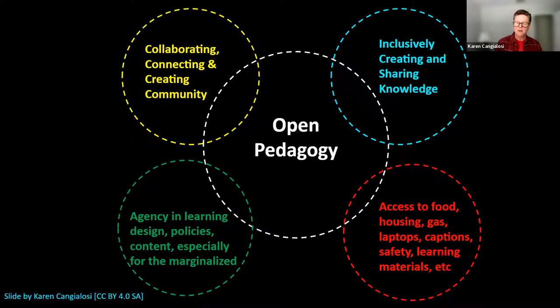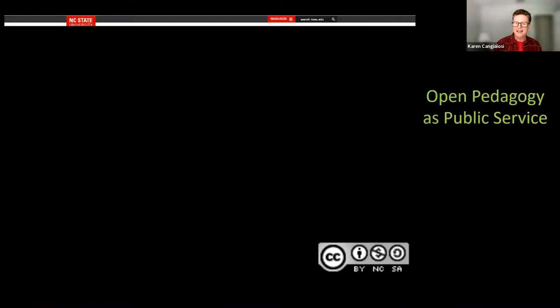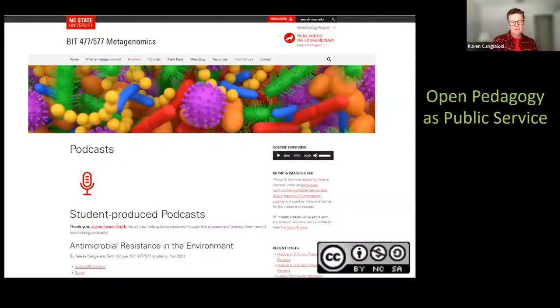I'm just going to give a few little examples because I know we have others who are going to give really great examples today. Lately I like to think about open pedagogy as public service. When students create something and openly license it and put it in a place where others can see it, it's shared with the world and has useful value. This is an example of Carlos Gollier, a biology professor at North Carolina State University, and his students produced a lot of material.